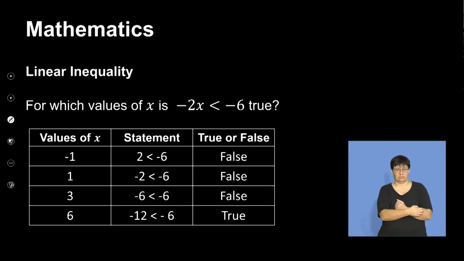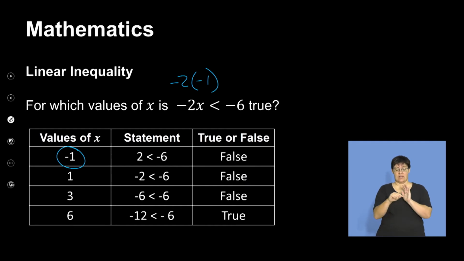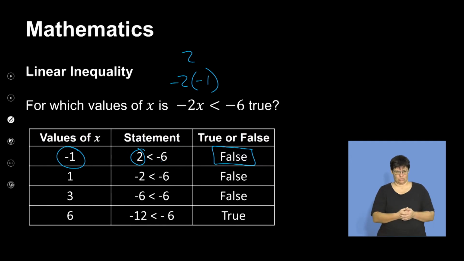Now, I want us to first test some values here, because we don't want to just thumbsuck it and say this is the answer. Firstly, we need to look at it graphically in terms of a table. If I take x as -1 and substitute it there, it will be -2 times -1, which is +2. A +2 less than -6 is a lie. So this is false. 2 is definitely greater than -6.